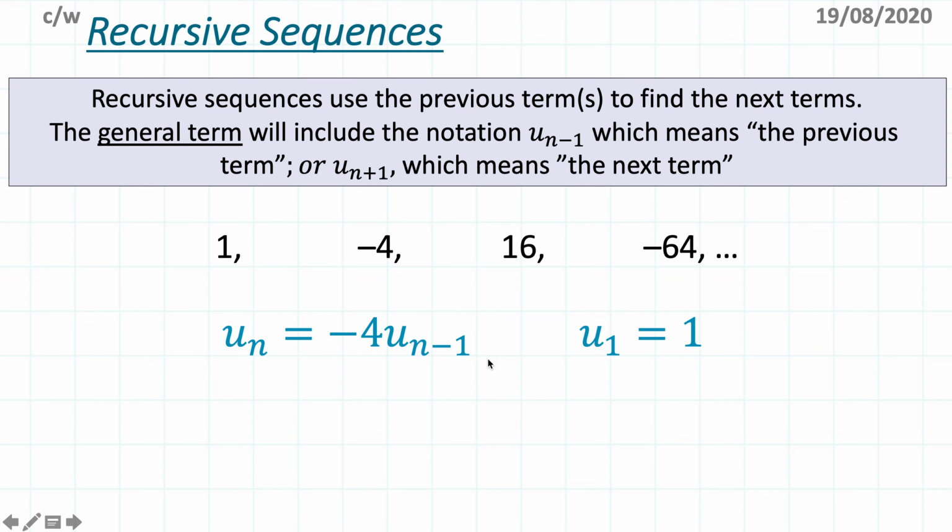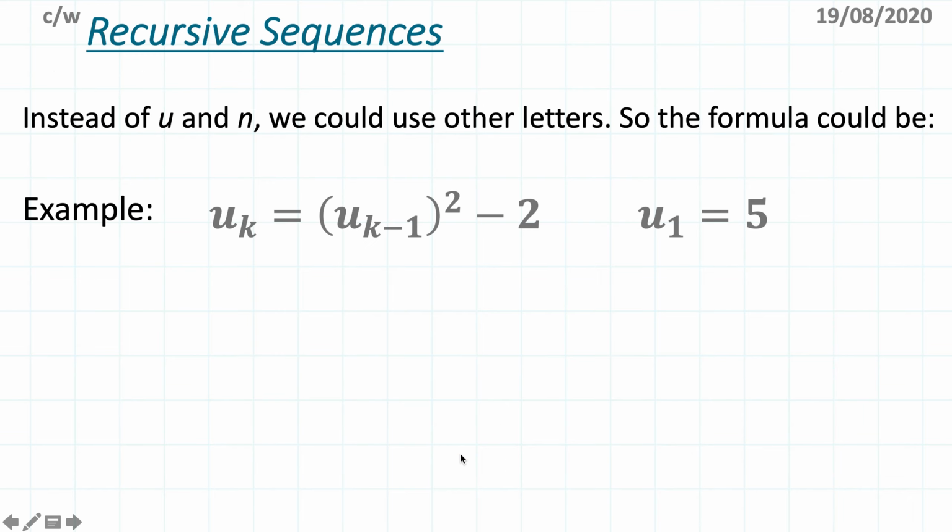Now sometimes recursive sequences are geometric sequences or arithmetic sequences. They can be, or sometimes they're neither, like the previous example. But we sometimes use the recursive sequence, the general term for it, because it just makes finding the next term a bit easier. And again, I could just change the notation and say u_{n+1} and use the previous term u_n. Sometimes instead of u and n, we can use other letters, so we can use k instead, and that's completely fine. You could pause the video and practice how to find the expressions for these.